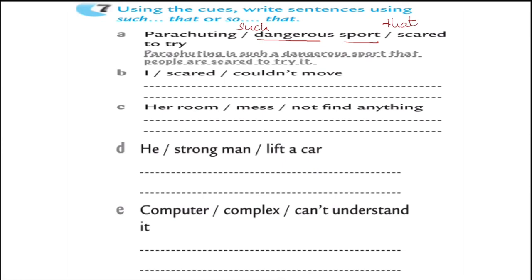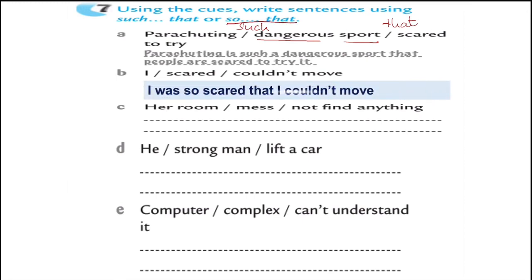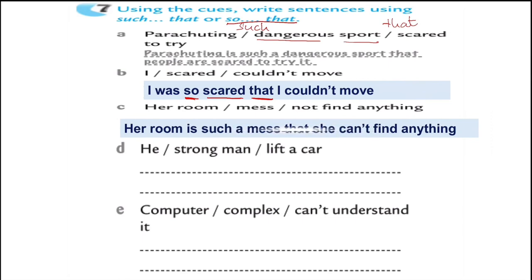So the next one says, I scared and couldn't move. We don't have a noun here, we have just an adjective, so it's better to use, of course, so. So we say, I was so scared that I couldn't move. All right, so we have so plus the adjective and then that. The next one, her room, mess, not find anything. This one here, yes, we use such. So we say, her room is such a mess that she can't find anything.